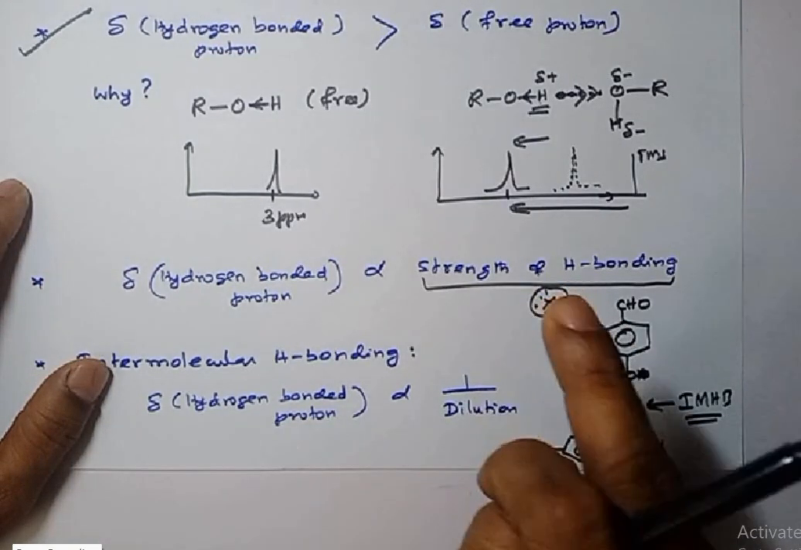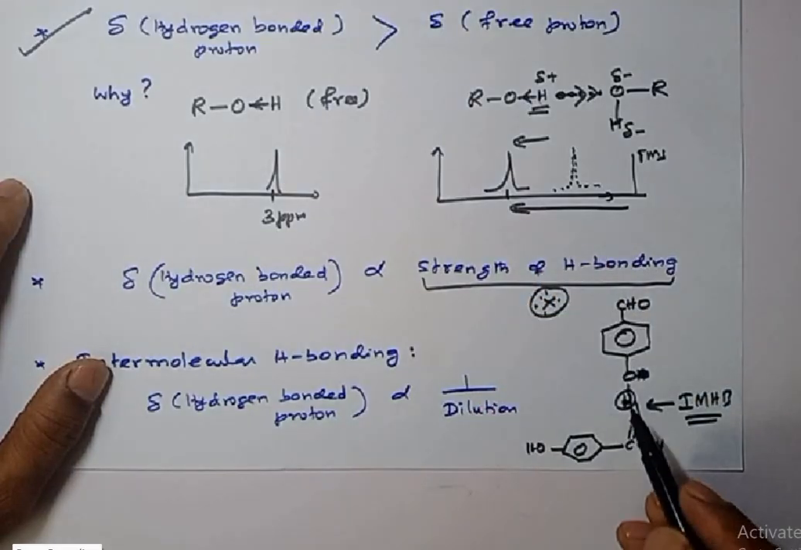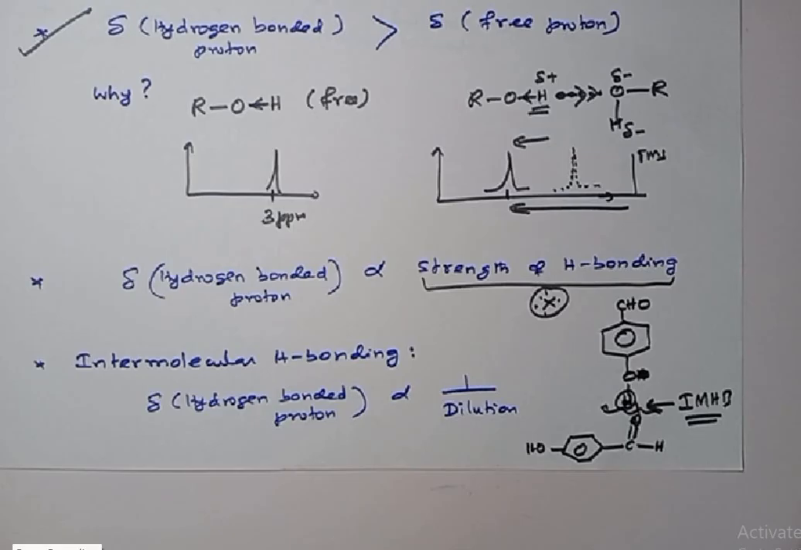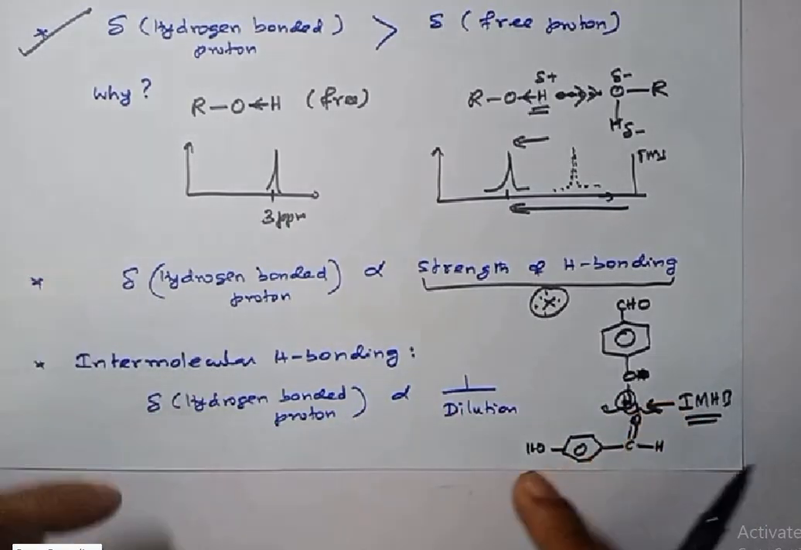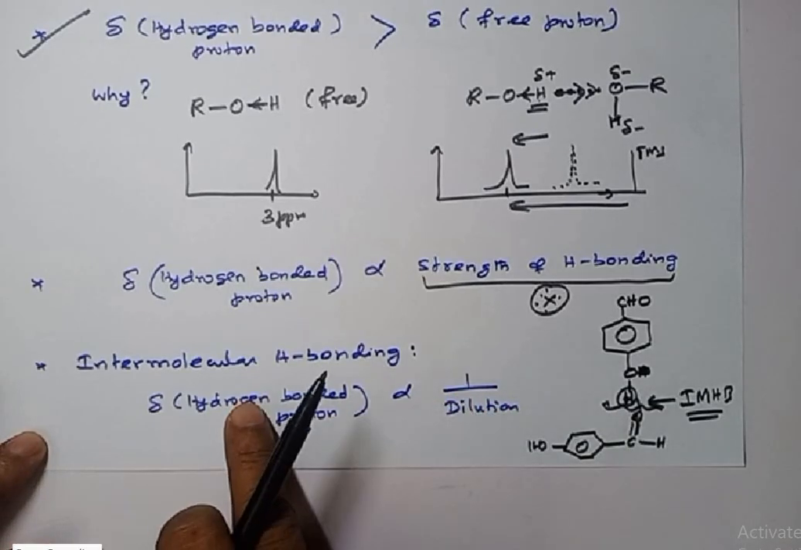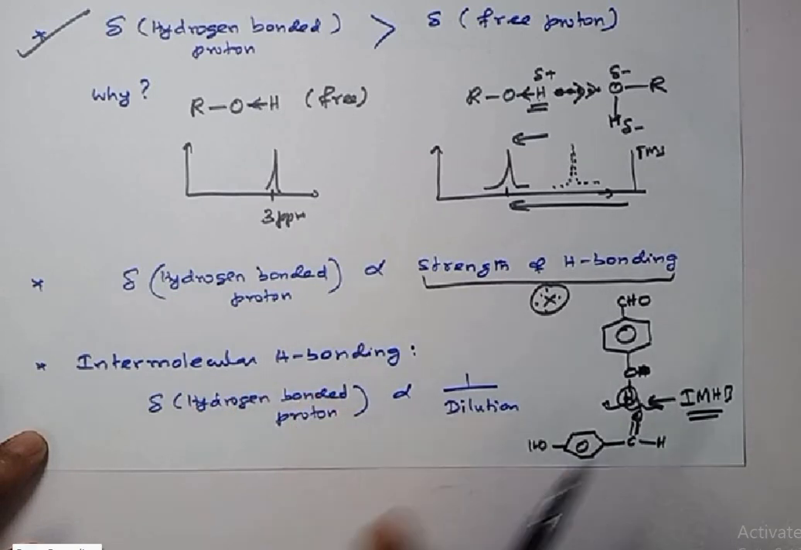But if I dilute the solution, add more solvent, what will happen? The hydrogen bonding starts to break. Or I can say the hydrogen bonding gets weakened. Okay? Weakening effect will occur if I dilute the compound. If you add more and more solvent, dilution will occur. As dilution increases, if you dilute more and more, chemical shift value will decrease because they are directly proportional.